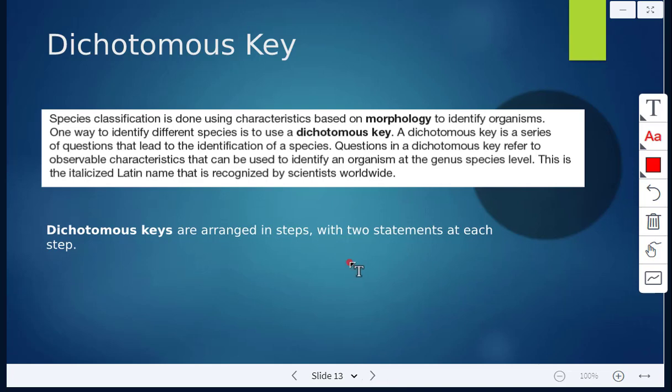All right, so how do we use dichotomous keys? They're arranged in steps, and there are 2 statements at each step. There's a series of questions, and it leads to the identification of a species. The questions in a dichotomous key refer to observable characteristics that can be used to identify an organism at the genus species level.